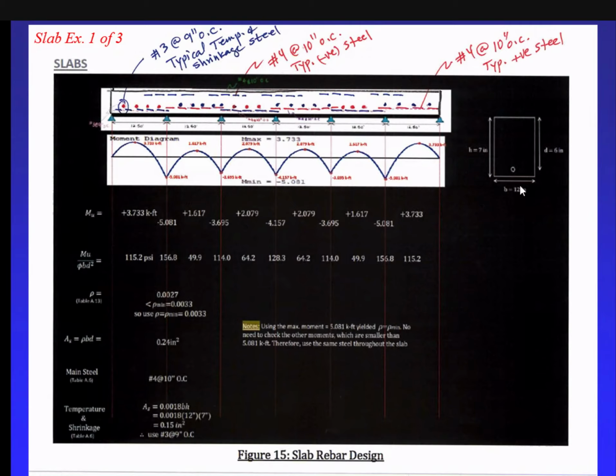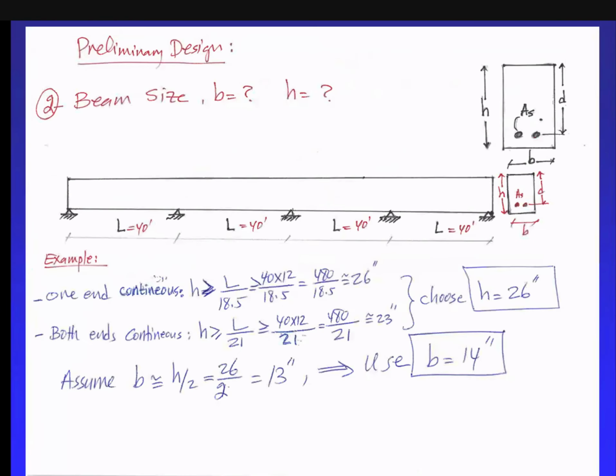How about the moment of inertia I? B H cubed over 12. B is 12, H is 7, cubed over 12, but of course make sure you convert the inches to feet, because the program is asking for I to be in feet to the power 4. Okay, so that's the area and the moment of inertia.